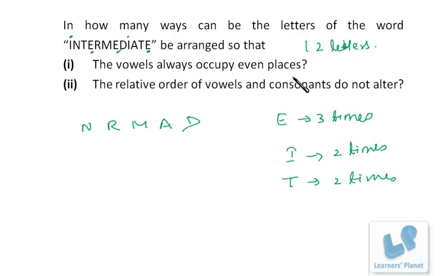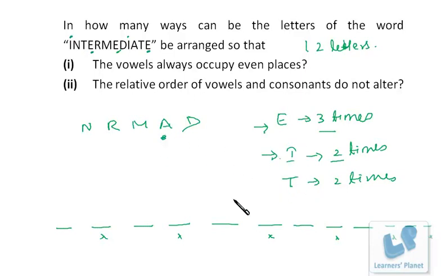The vowels always occupy even places. Now how many vowels do we have? This E, this I, and this A. So we have 6 vowels. Now we have 12 places. In these 12 places, vowels should be at even places, so we have 6 such positions. And we have 3 plus 2, 5, and 1, that is 6 vowels. So all the 6 positions will be filled up by 6 vowels.